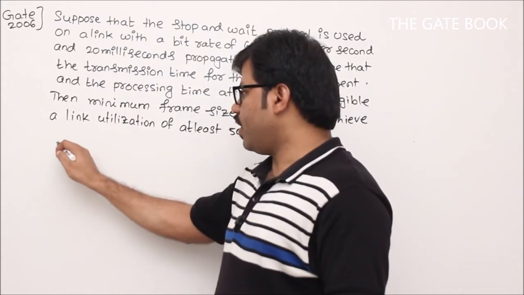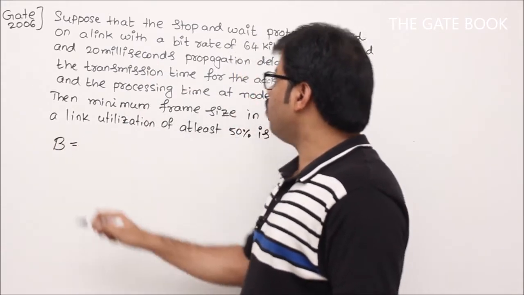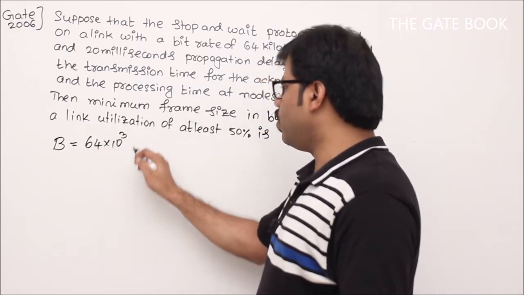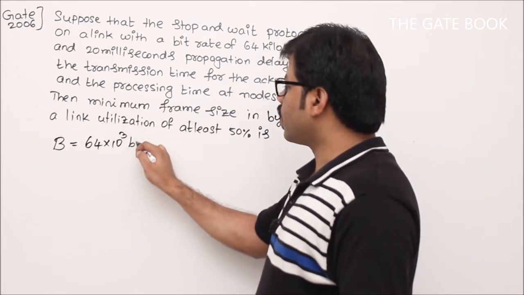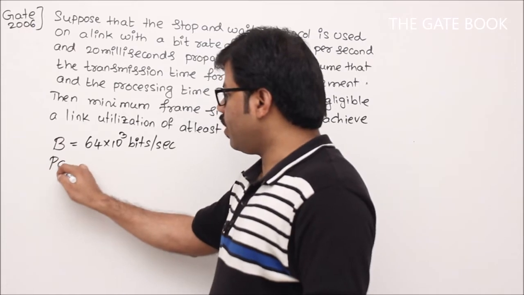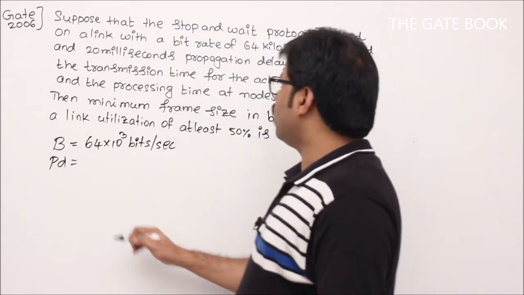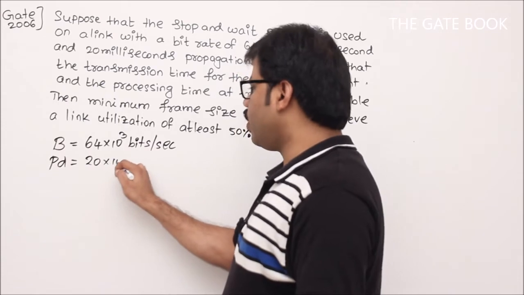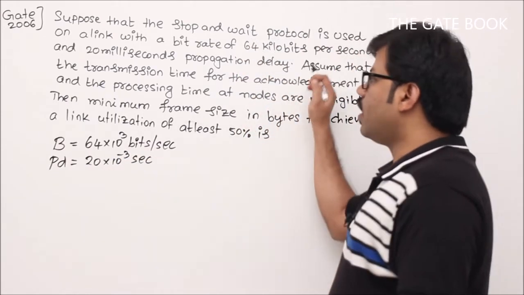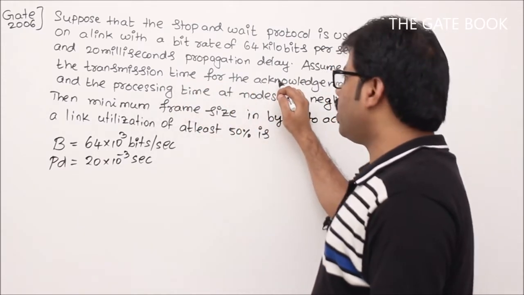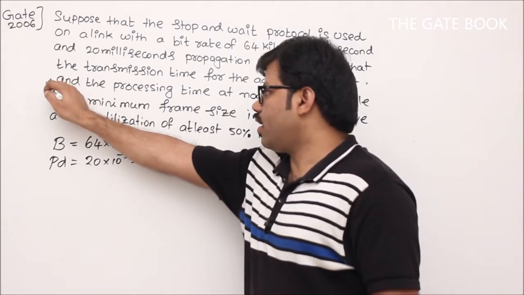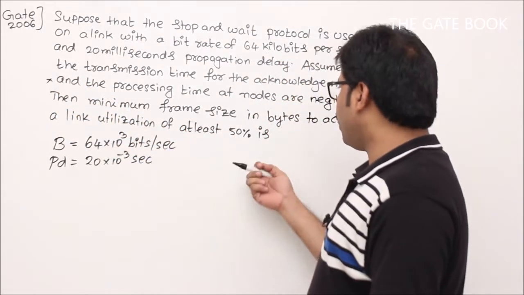Simply they have given the bandwidth. Let's call it B. B is nothing but 64 kilobits, which can be written as 64 into 10 cube bits per second. Now the propagation delay is directly given, that is 20 milliseconds. We can write 20 into 10 to the power of minus 3 seconds. Now assume that the transmission time for the acknowledgement and the processing time at nodes are negligible. Yes, even while calculating the efficiency of the channel we did the same, right?